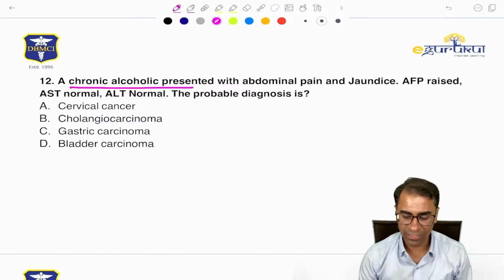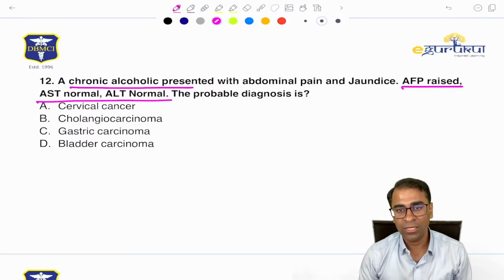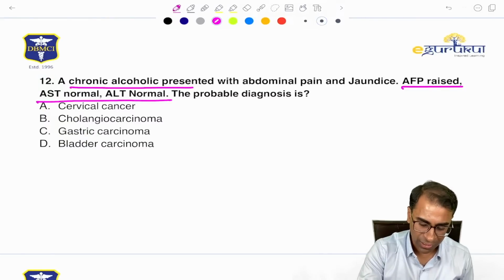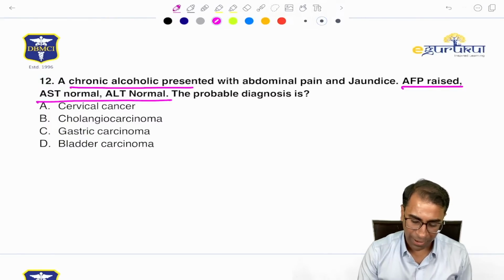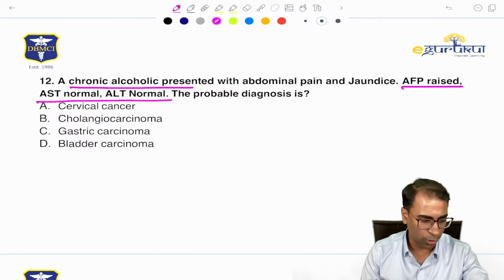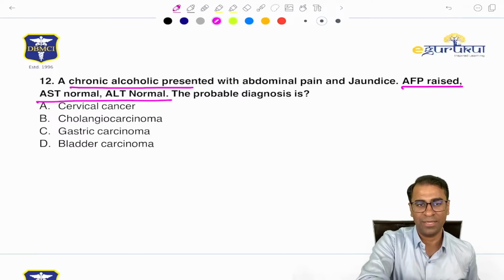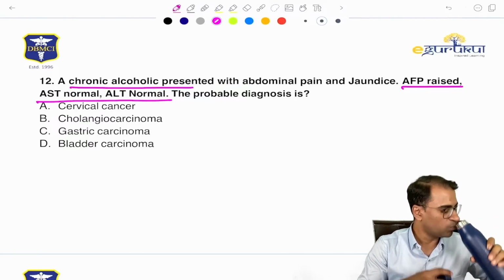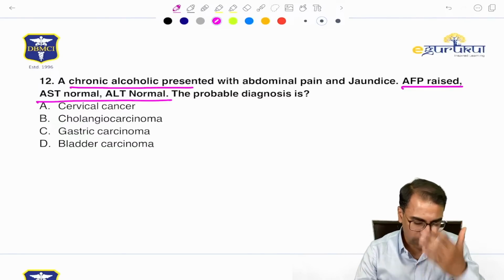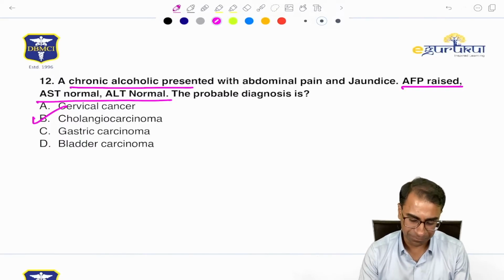A chronic alcoholic presented with abdominal pain and jaundice. AFP is raised, AST, ALT is normal. So AFP is very high in this case. What is the diagnosis? Alcoholic person, it has to be a case of hepatocellular carcinoma. However, that is not in the option. So in this case, we have to choose only cholangiocarcinoma. There is no other way. I'll just choose cholangiocarcinoma because HCC is not in the option, but I would have chosen HCC as the better answer here.